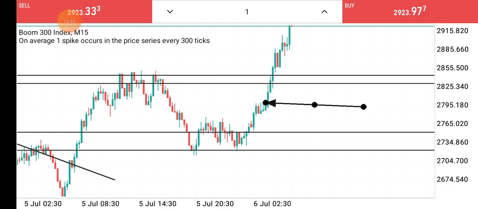All right, so the next thing I want to show you guys is how you would have gotten an entry today using the daily candlestick strategy.